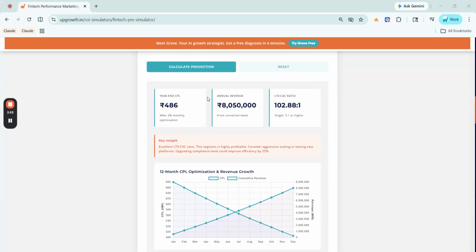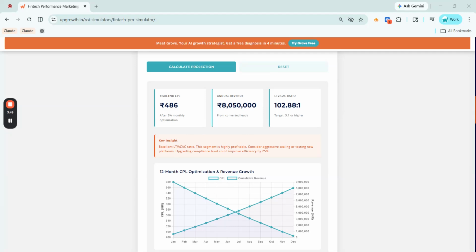So here are the results. The year end CPL is rupees 486, and the cost per lead drops from 680 in January to rupees 486 by December. That is a 3% monthly optimization improvement that the simulator applies progressively as campaigns mature and quality scores improve over the year. And annual revenue is 80 lakh 50,000, the total revenue generated from converted leads over 12 months.